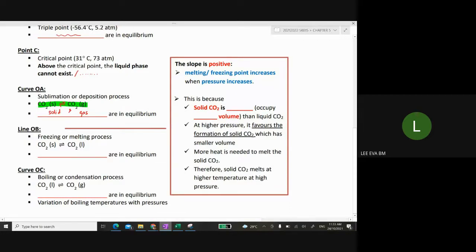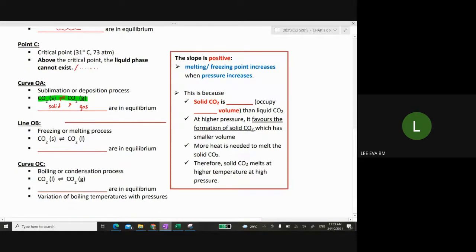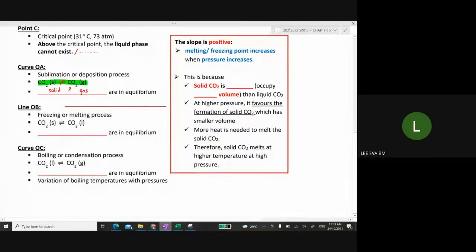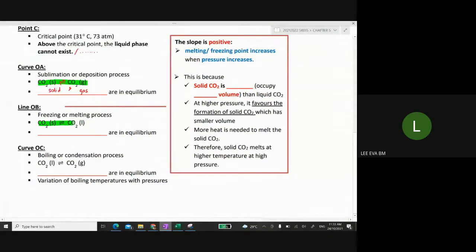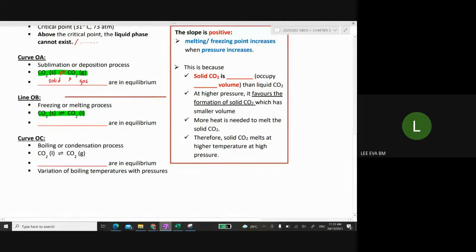This is in chapter 5.3, the one in the app puzzle, yeah? So the freezing or melting process refers to your line OB. Okay, so if you want to use the specific formula of carbon dioxide, you have a CO2 solid in equilibrium with the liquid CO2. So right over here, fill in the blank. Solid and liquid are in equilibrium.